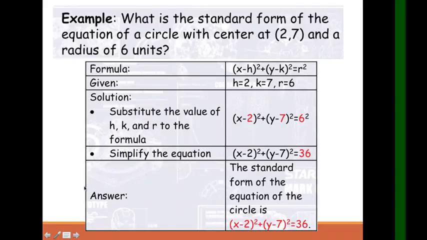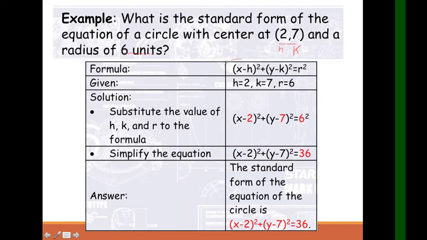Okay? Now, example. What is the standard form of the equation of the circle with center at (2, 7) and a radius of 6 units? So we have center of (2, 7) as x and y, or h and k I mean. So h is 2 and k is 7, while 6 units is the radius.